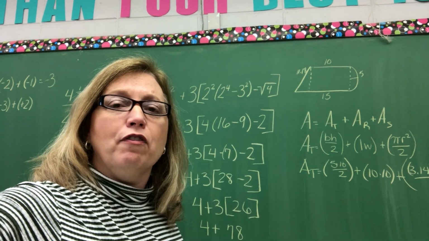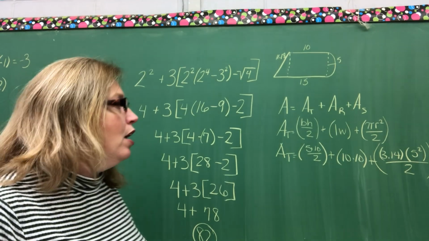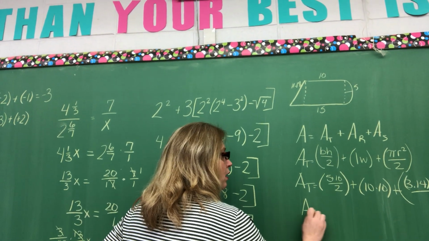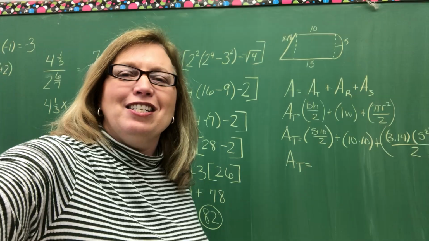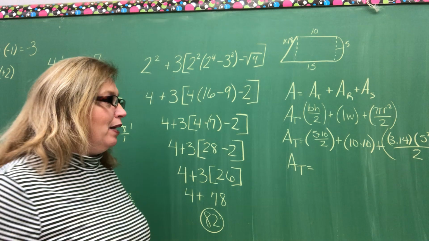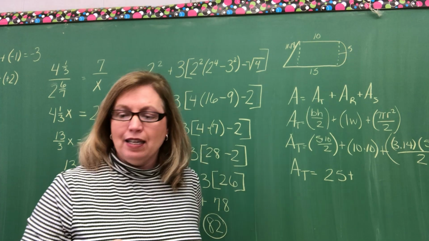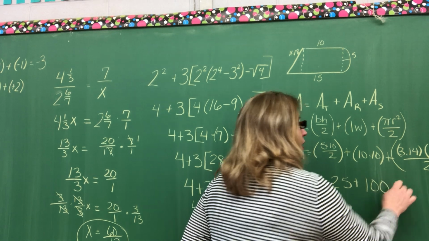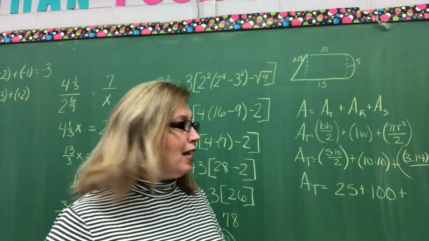Now let's go back and solve each little problem. I'm sorry, I'm trying to move that so you can see the problem better. So we have our total area equals 5 times 10 divided by 2. Sorry about that, guys. 5 times 10 divided by 2 is going to be 25. Next, we have 10 times 10, which is 100.